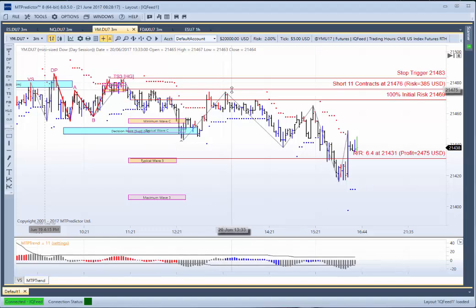Most importantly, it didn't even get to break even, so you wouldn't have been stopped out if you'd moved your stop to break even after hitting this first minor support zone. And the market then indeed did go down to the first target there for a plus 6.4R profit.